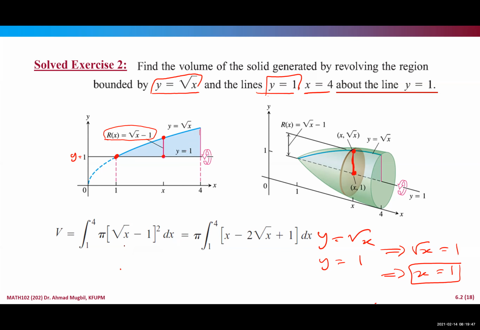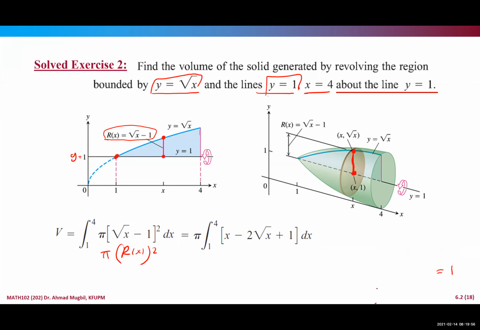Next, you will integrate the area of the cross section. It is pi times r of x, all squared. The square of the radius multiplied by pi. Now you need to expand here to find the integral, then continue. You know how to do that.